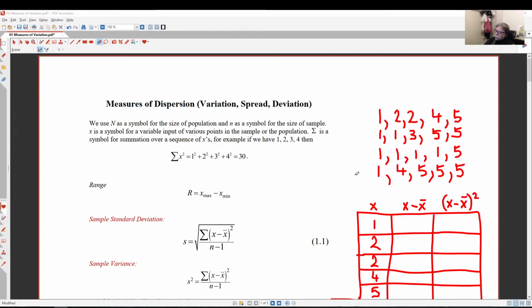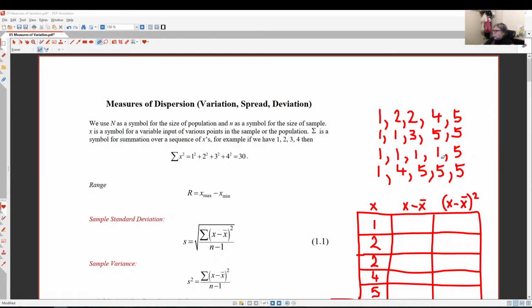Welcome. This is a lecture on the measures of dispersion, or variation, or spread, or deviation of the sample and the population. So you're trying to measure the variation of the items in some collection, whether it's a sample or a population. I have, for example, here 5 items in the first sample: 1, 2, 2, 4, 5. That seems to be well dispersed. In the second sample, I have 1, 1, 3, 5, 5. I have like 2 outliers on one end, 2 outliers on another end, and 3 in the middle.